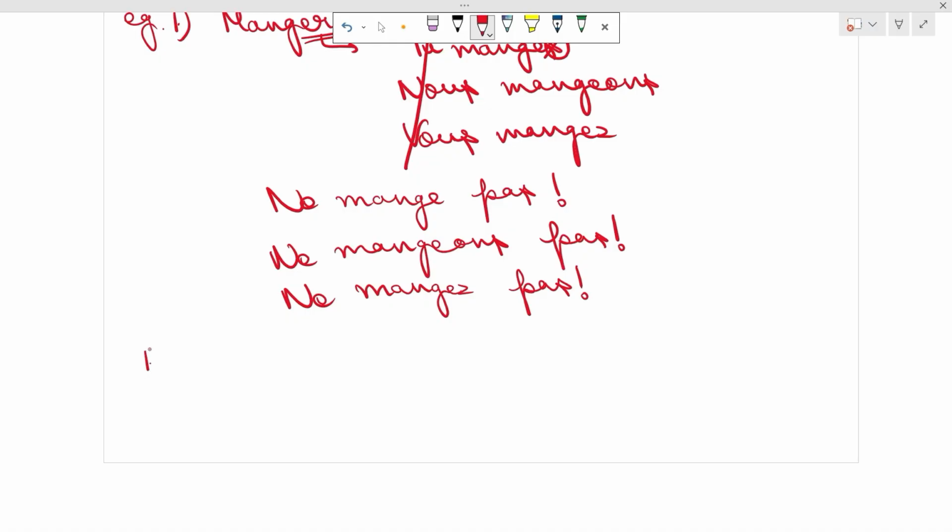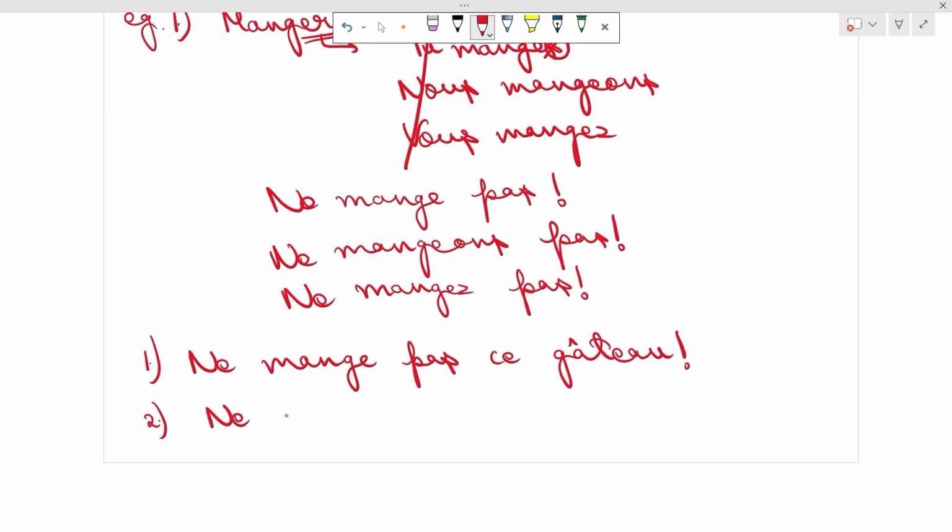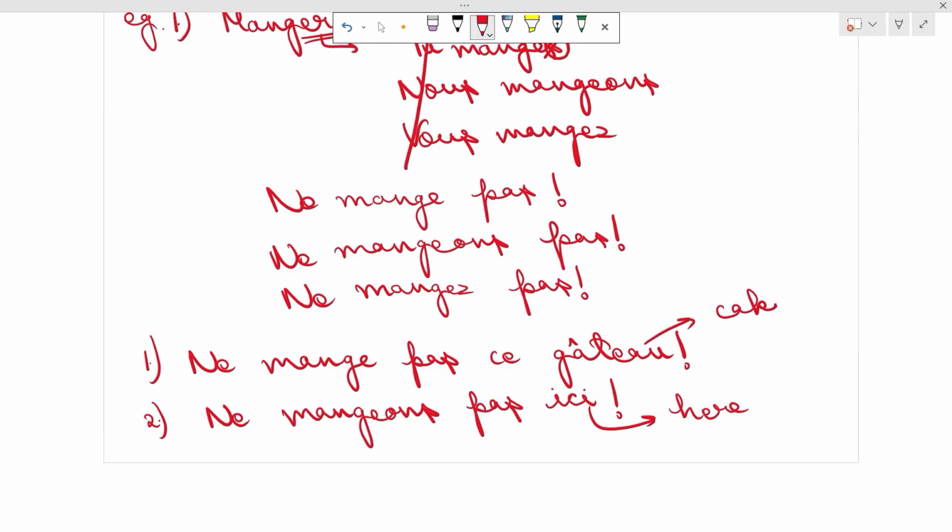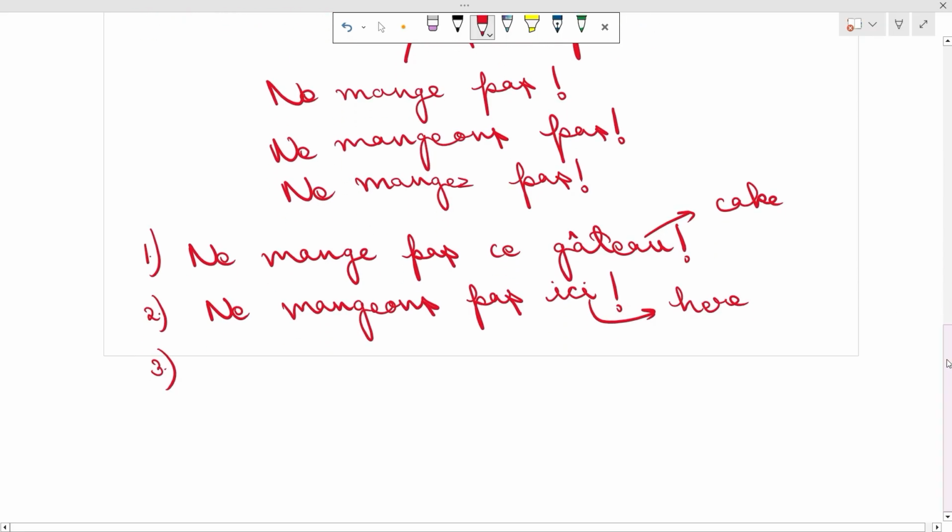Let's do some sentences. Ne mange pas ce gâteau. Don't eat this cake. Ne mangeons pas ici. Ici means here. Gâteau means cake. Let's not eat here. Second one is let's not eat here.